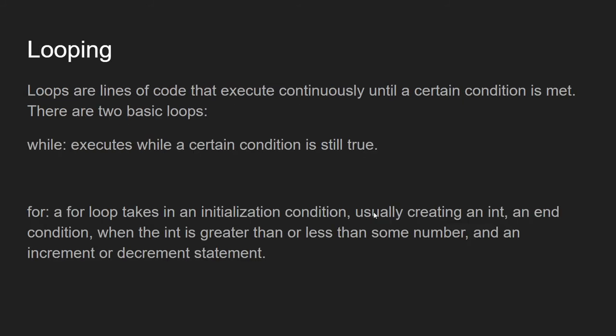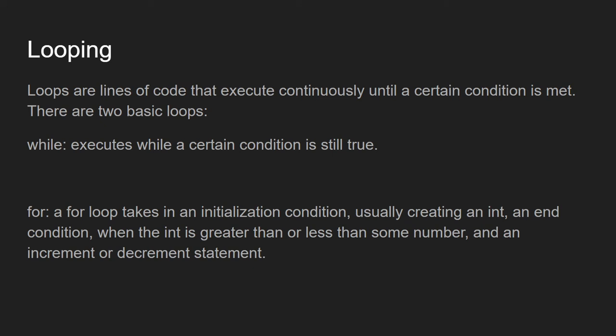Looping. Okay, so there are two basic types of loops, and then there are other more advanced loops that we will not be going into today. So a while loop executes while a certain condition is true, and a for loop takes in an initialization condition, which usually means you set up a variable. So for example, let i equal 0, and then an end condition. So when to terminate, for example, when i gets to a certain number, and we call this variable i. It's just standard coding practice.